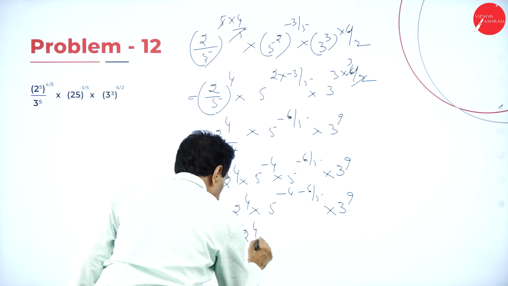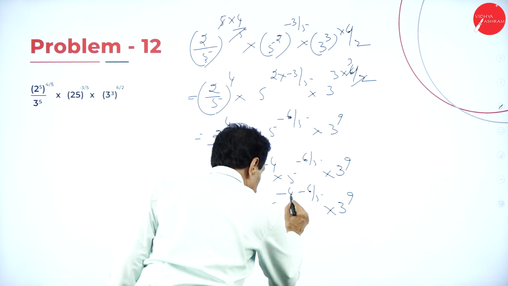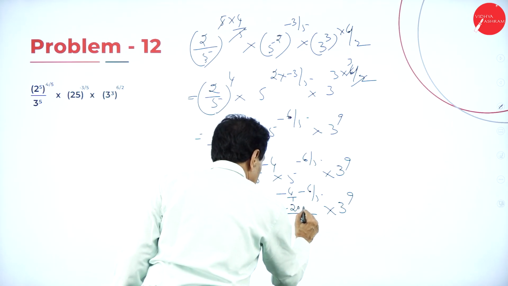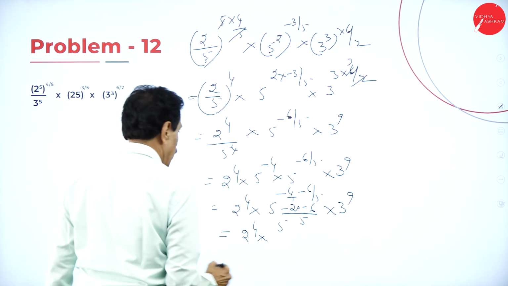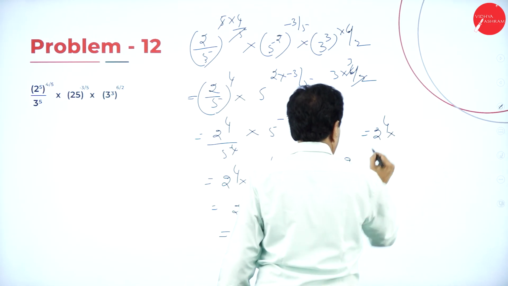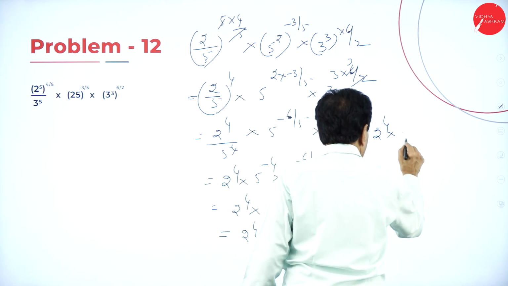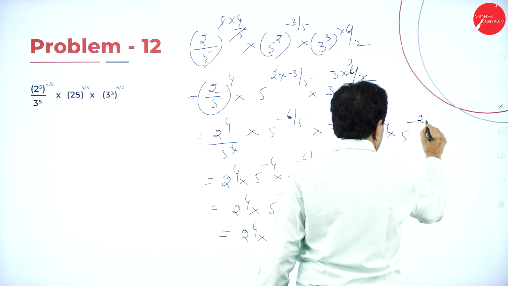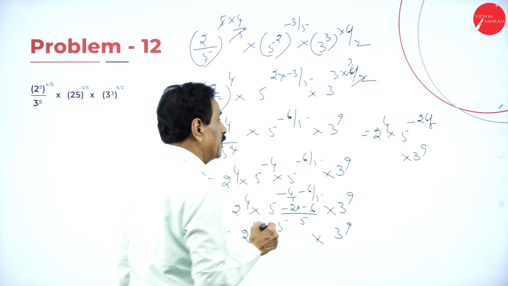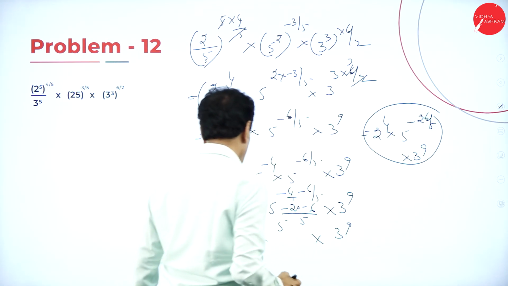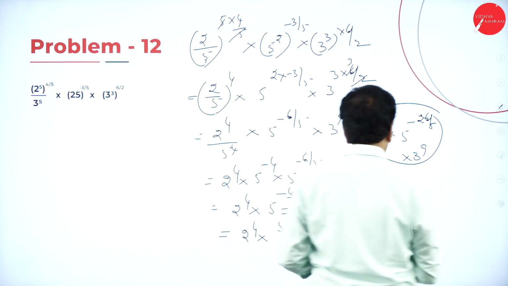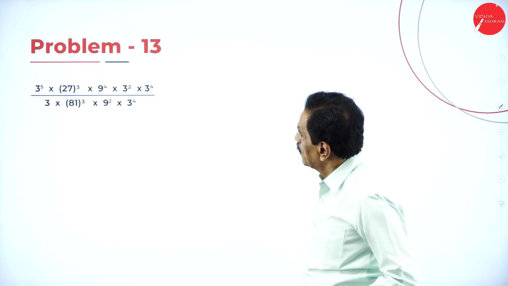This is 2 to the power of 4. If we take 5, 1 5s are 5, 5 4s are minus 20, minus 6 into 3 to the power of 9. The last step: 2 to the power of 4, 5 to the power of minus 26 divided by 5 into 3 to the power of 9, which cannot be simplified. 2 to the power of 4, 5 to the power minus 26 by 5 into 3 to the power of 9. Simplification, we can't do this. Last 13th problem.